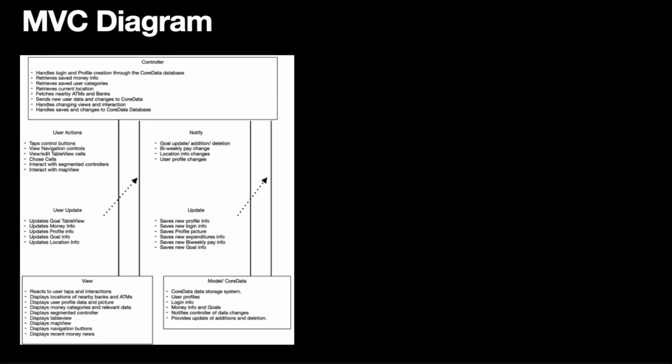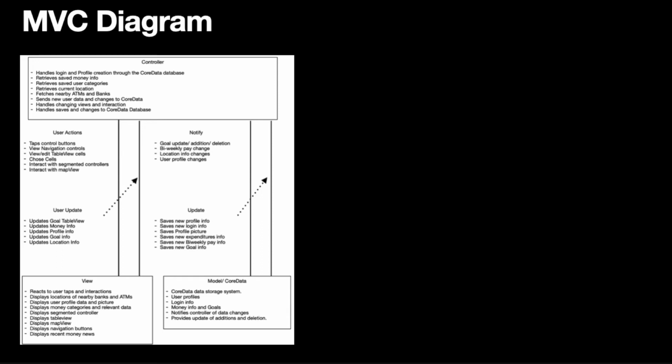So now we're going to talk about the interactions between the controller, the view, and the model. In the upper left, we have the user actions. And this is everything that the user does, and that will go between the controller and the view. And user updates, that's anything that the user will update, such as the profile or the money situations, and that will also go between the controller and the view.